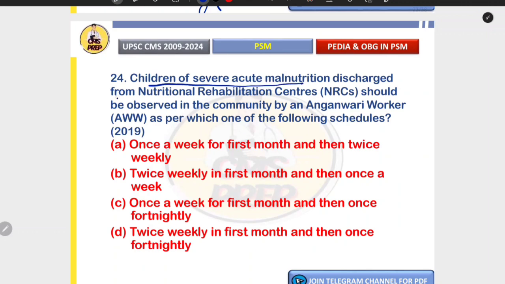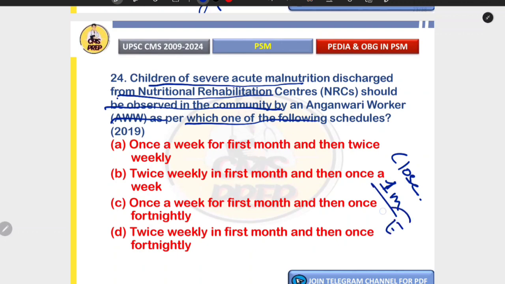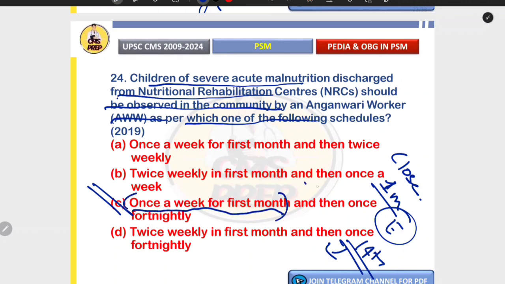Children with severe acute malnutrition discharged from NRC should be observed in the community by the Anganwadi worker as per which of the following schedule? So after the discharge, close weekly monitoring for 1 month helps to catch any relapse early on. Okay, and after the first month, fortnightly visits, that is on every 14th day, are enough if the child is stable. So in this, the correct option is this. The Anganwadi worker needs to visit the child once a week for the first month and then once a fortnight. So this is the correct option.